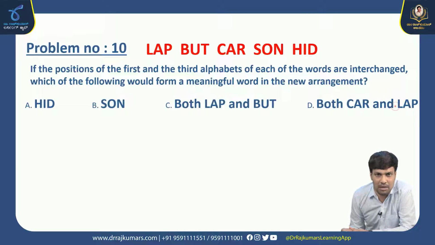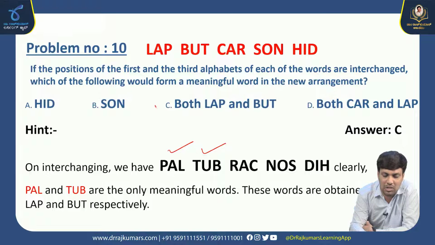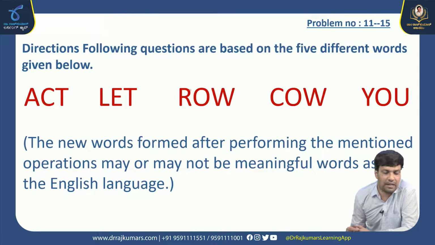We're going to rearrange the terms as per their arrangement, right? Interchanging the first letter to third and the third letter to the first. On interchanging, we have lap as pal, but as tub, car as rac, sun as nus, hid as dih. Here we can clearly say that only pal and tub, which are derived from lap and but, are the only two words which are giving a meaningful sense and also meeting the above requirement. So the right option for this question is option C. Moving on to the next problem, directions.